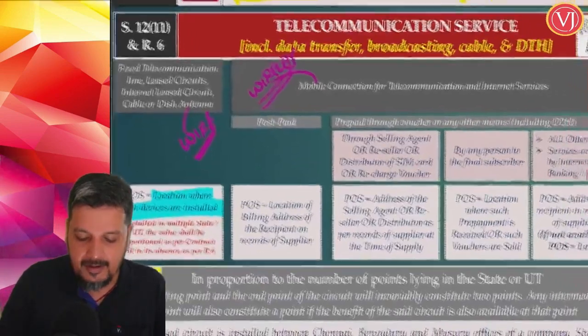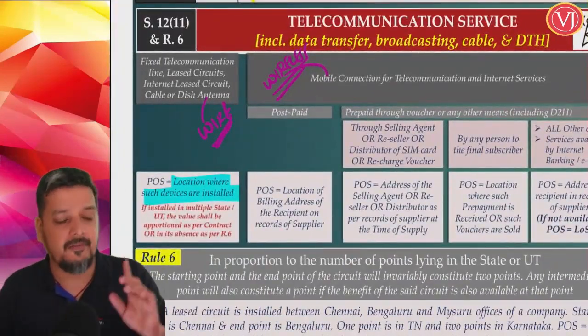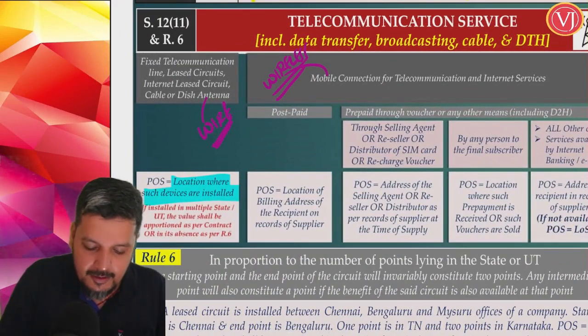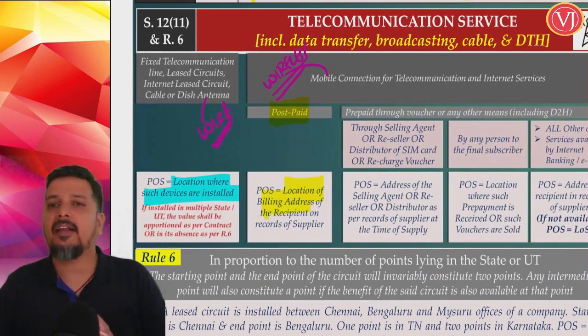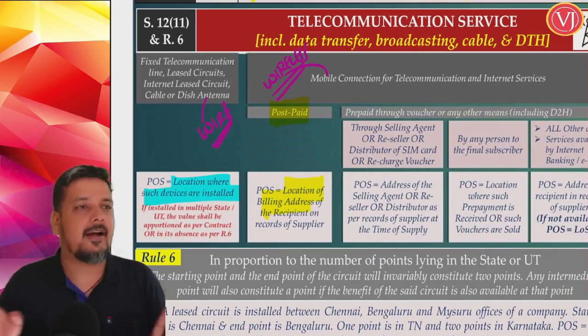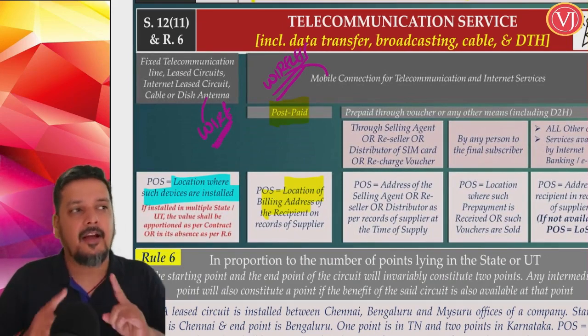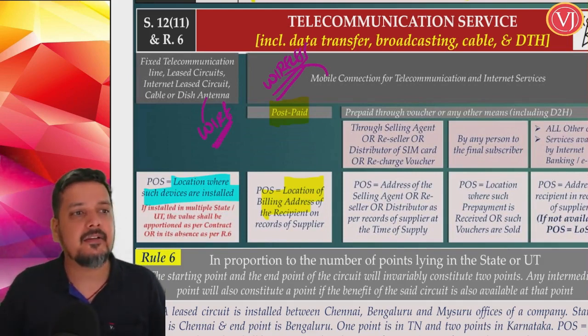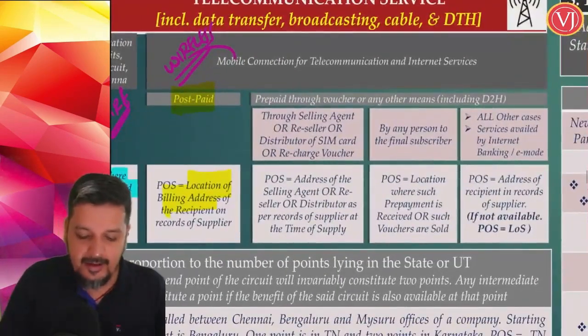If it is wireless, the answer is also simple if it is postpaid. If it is postpaid, then the billing address. The answer is very simple for the wire category: where the device is installed. Even for wireless, it is very simple: if it is postpaid, billing address. The entire issue starts when it is wireless and prepaid.